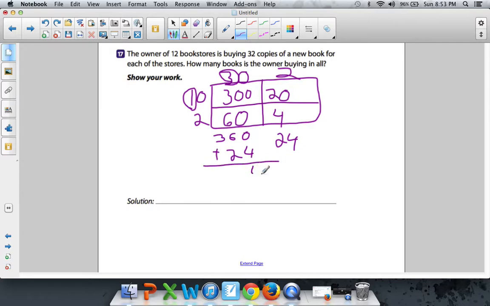4 plus 0 is 4. 2 plus 6 is 8. 3 plus nothing is 3. Final answer, how many books? 384 books. That went pretty quick.